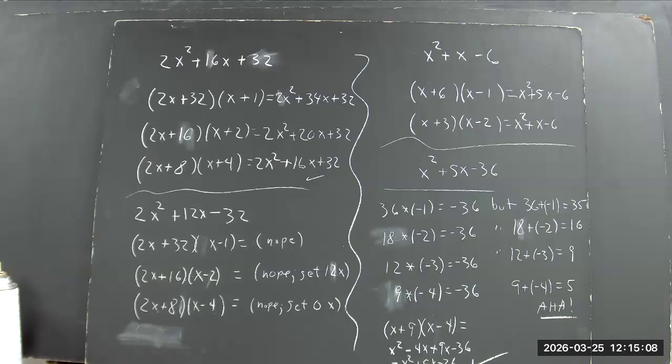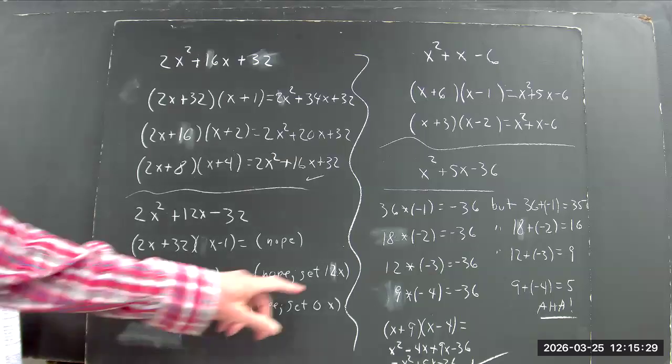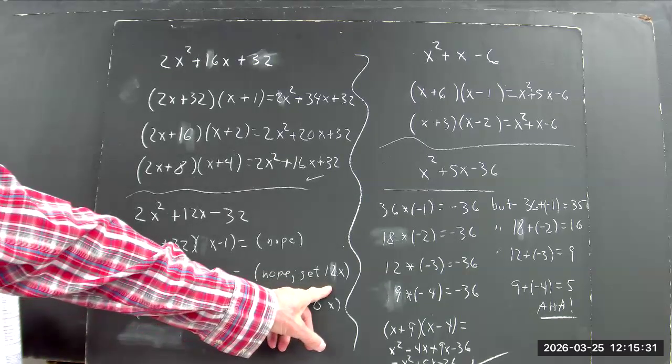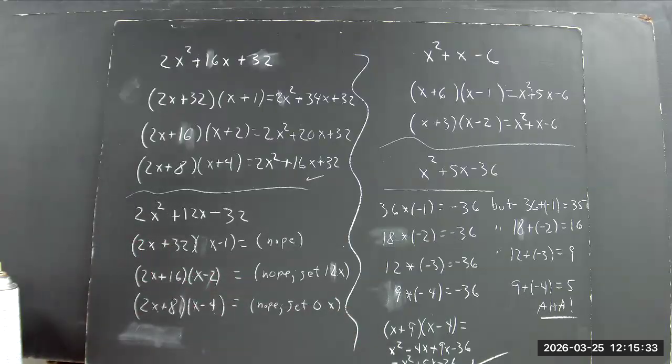Let's see what you got there. Well, okay, I messed up on something. It's 2x plus 8 times x minus 4. It's 2x plus 16 times x minus 2. 16 minus 2. It does give us 12x. I said, no, it gives us 12x. I'm sorry.